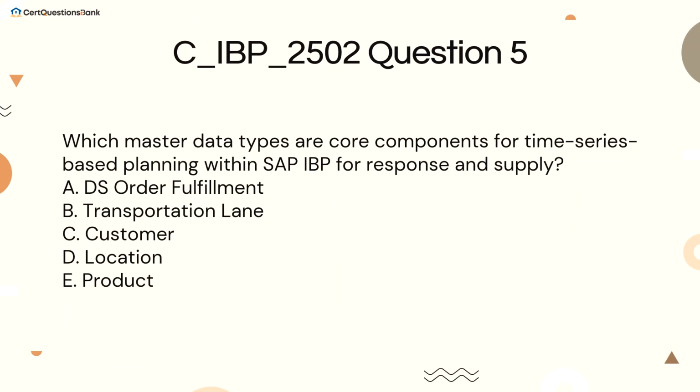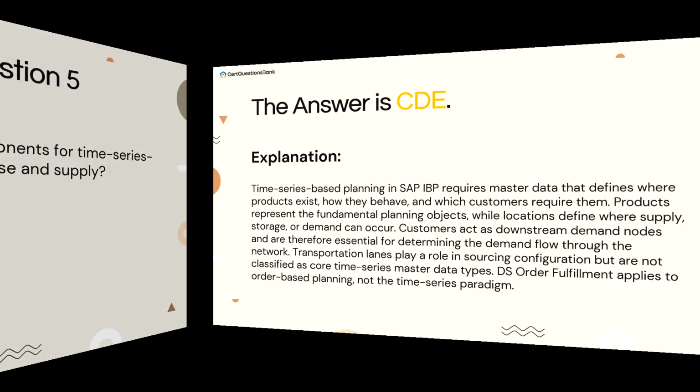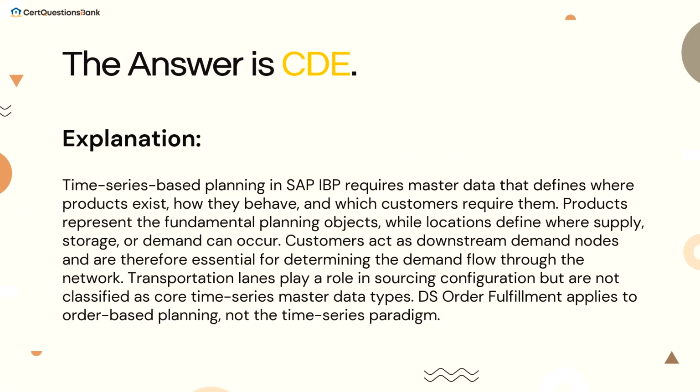Which master data types are core components for time series-based planning within SAP IBP for response and supply? A. DS order fulfillment. B. Transportation lane. C. Customer. D. Location. E. Product. The answer is C, D, E.